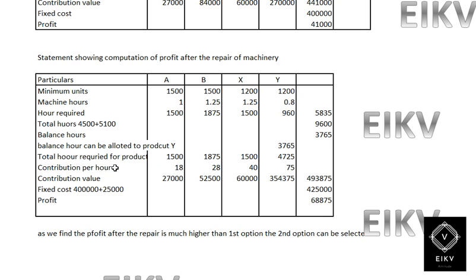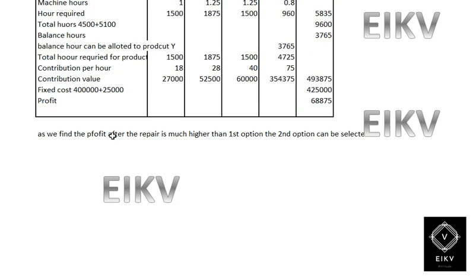When we multiply that with the contribution per hour, we get the total contribution. When we deduct the fixed cost, which has increased from 4 lakh to 4,25,000, 25,000 having been added due to repair of the machinery, we get the profit as 68,875. So as we find, the profit after the repair is much higher than the first option. Option 2 can be selected.